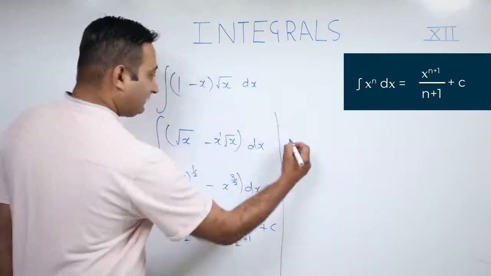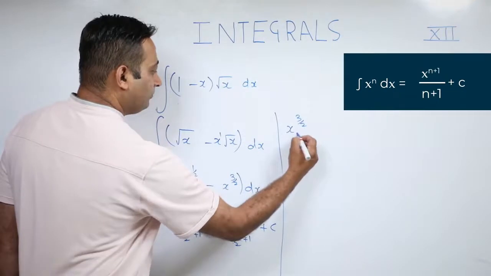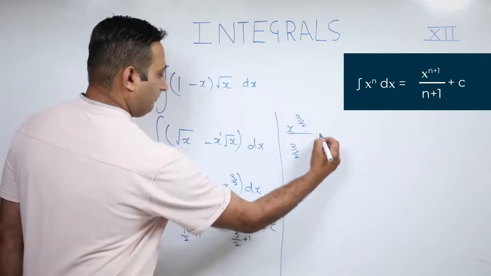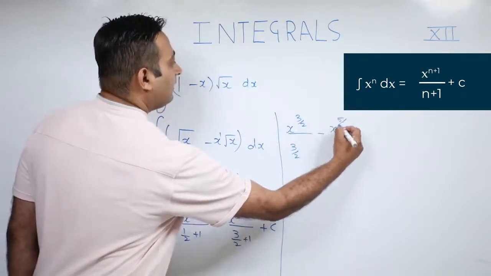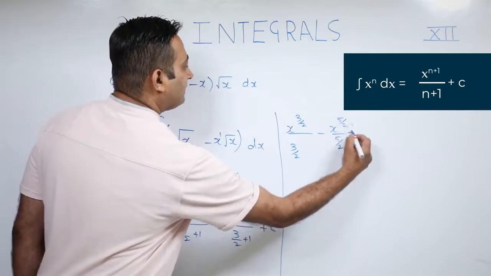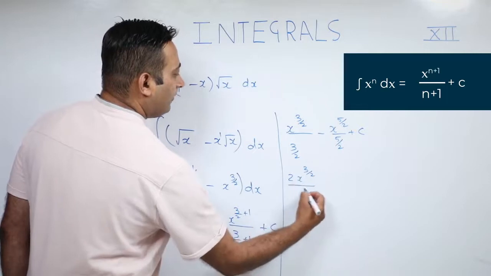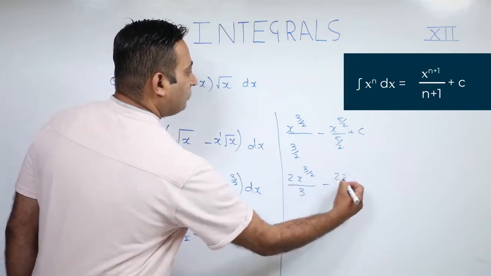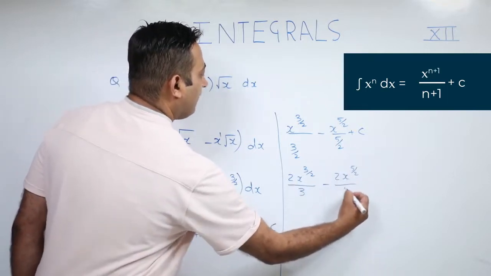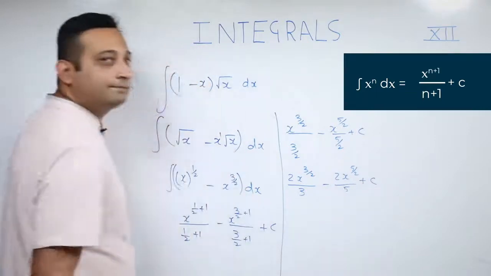Now we can get the answer as x raised to the power 3 by 2 upon 3 by 2 minus x raised to the power 5 by 2 upon 5 by 2 plus c. That comes out to be 2x raised to the power 3 by 2 upon 3 minus 2x raised to the power 5 by 2 upon 5 plus c.